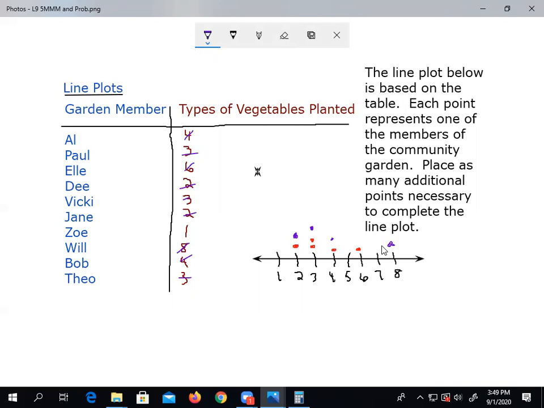But then if we look over here, though, it's like, wait a minute. Zoe, we didn't mark her. So this over here, we got to make sure we mark everything off, and we need to also include Zoe. She planted just 1 type of vegetable. So now it looks like we've got everything marked. So that would represent the full line plot now represents all the data in the table. So you may have to do something like that on the GD test, but on the GD test, you may have to just click your mouse above there and it'll make the mark for you.